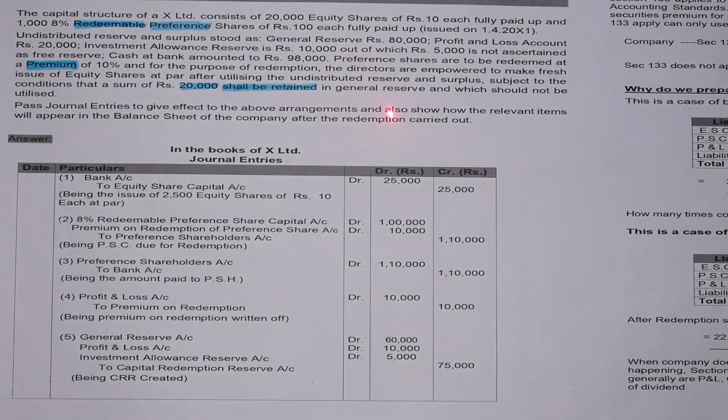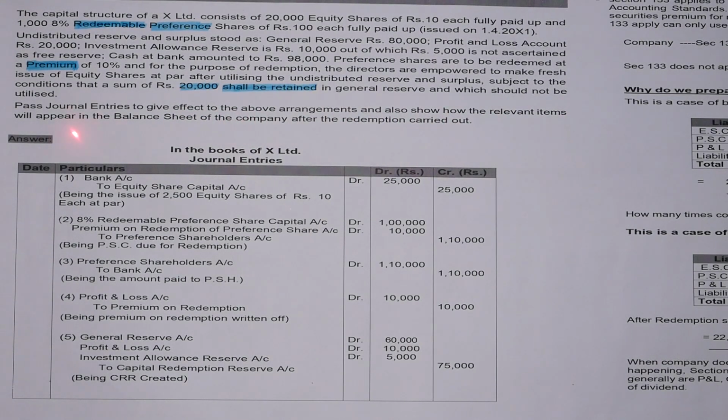The directors are empowered to make a fresh issue of equity shares at par after utilizing the undistributed reserves and surplus, subject to the condition that a sum of rupees 20,000 will be retained in the general reserve and should not be utilized. Pass journal entries to give effect to the above arrangements and also show how the relevant items will appear in the balance sheet of the company after the redemption is carried out. So now come to the answer.